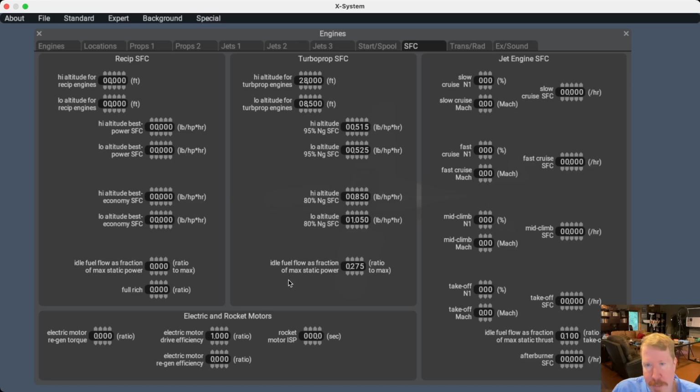Idle fuel flow is a fraction of max static power, 0.275. You may remember the Cirrus had a 0.1 here. This thing is almost 3 times the fuel burn at idle compared to maximum. Again, because these turbine engines do not work right when they are spinning slow. They're absolute turbines. God, they're just things of beauty, they're so powerful and efficient and smooth and reliable, but only if they're spinning 100% RPM, so all those pressure games are being played properly.